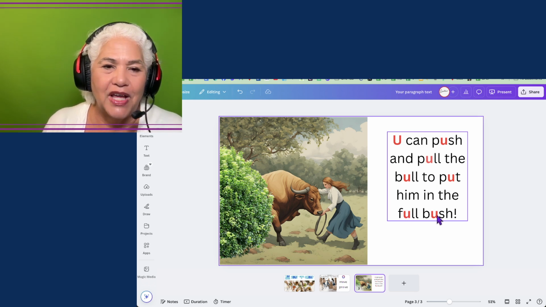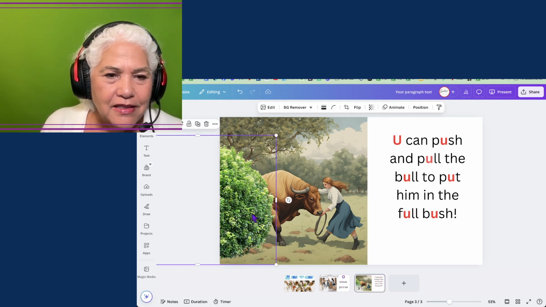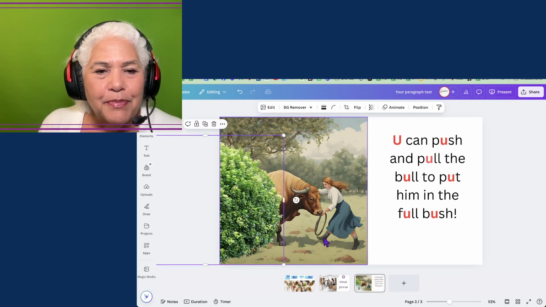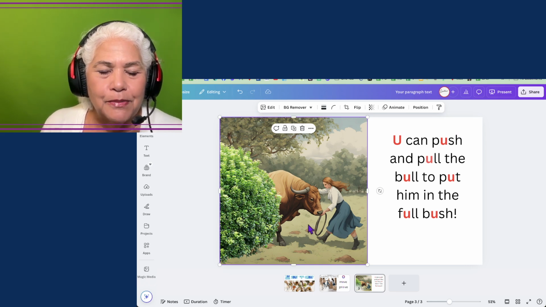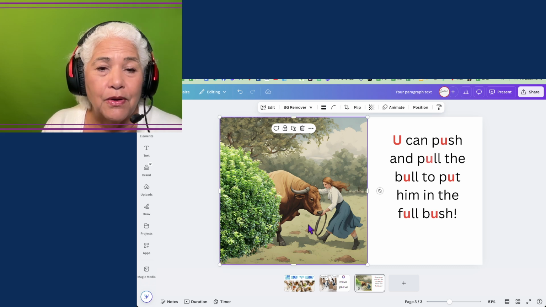full bush. And all I do is I found a picture of a girl with a bull, and I stuck this bush, it's there on top. And I put it there, and you can push and pull the bull to put him in the full bush. If it's not one of these words, spell it with OO. These are the words you'll spell with a U. If it's not one of these words, spell it with OO.